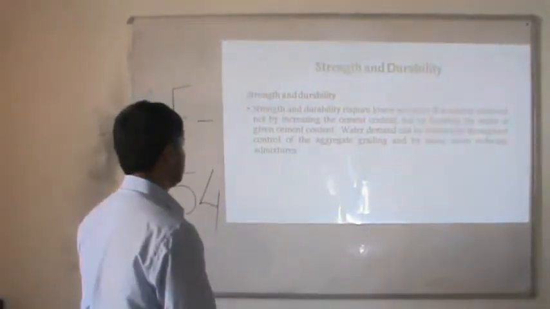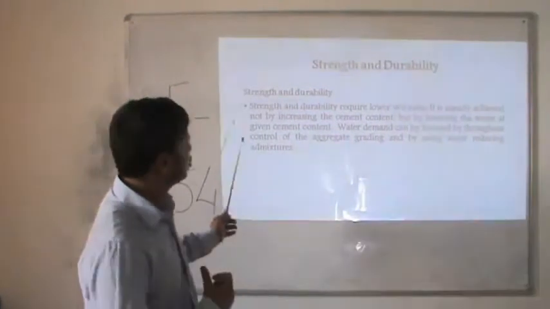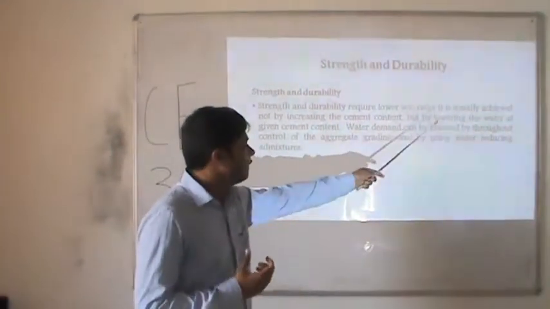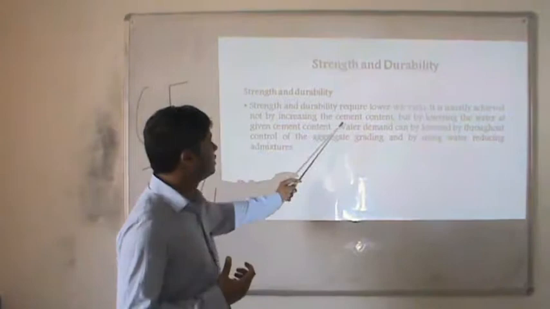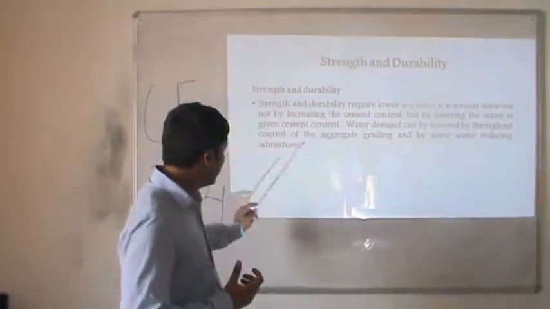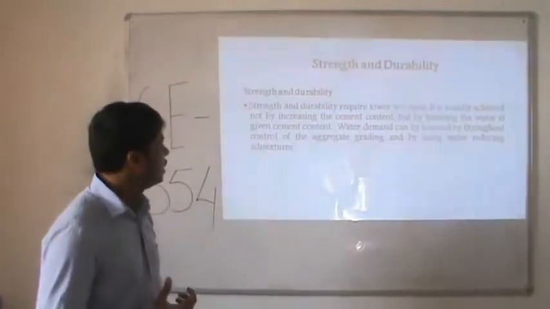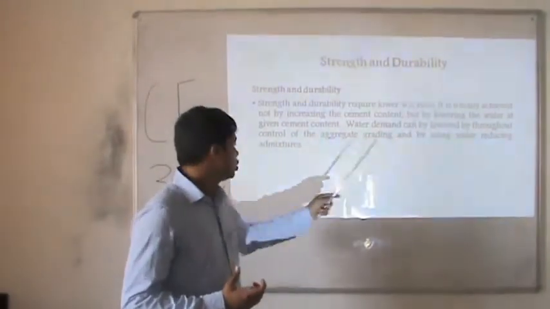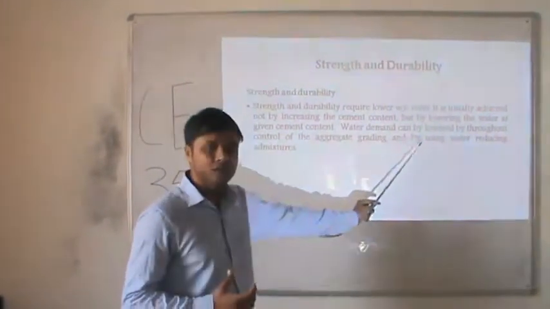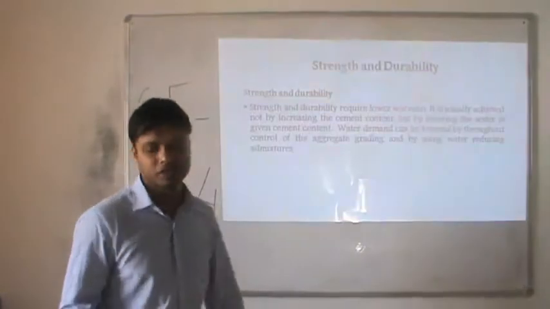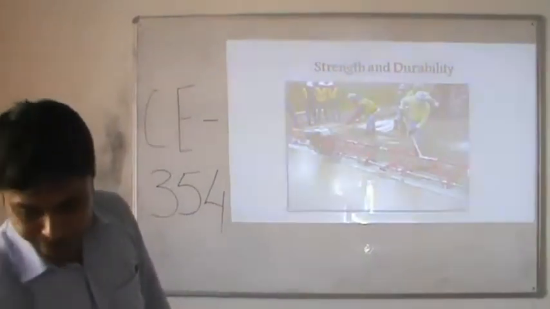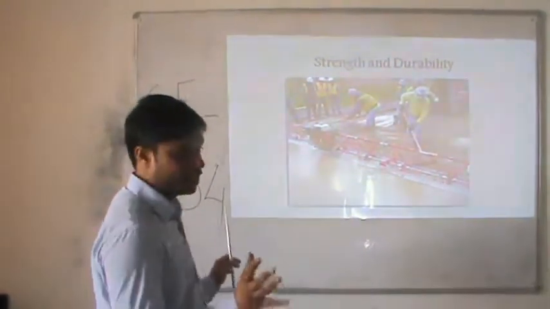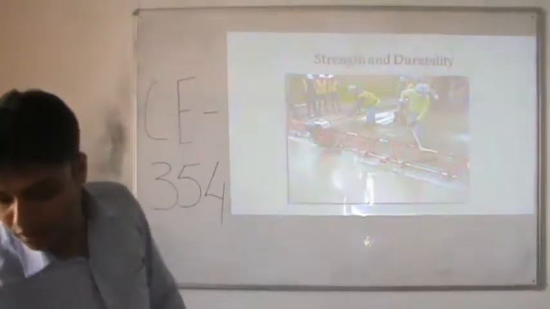Now strength and durability, what is strength and durability? It requires a low water cement ratio. It is usually achieved not by increasing the cement content but by lowering the water at a given cement content. Water demand can be lowered by thorough control of the aggregate grading and using water reducing admixtures. So we can do that while keeping strength and durability in mind as well.